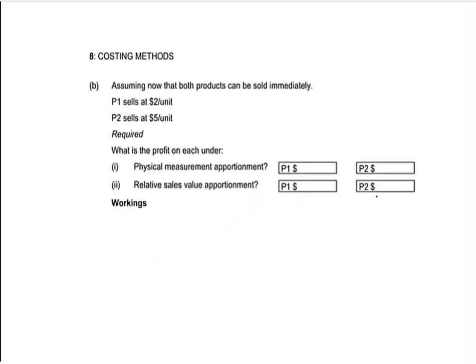In part B, we're going to assume that the products can be sold immediately, P1 for $2 and P2 for $5. So what we have to do then is we need to think about how we're going to apportion those costs on the basis of sales value. So we've got then the costs of $4,950, and we need to have a look at the sales.